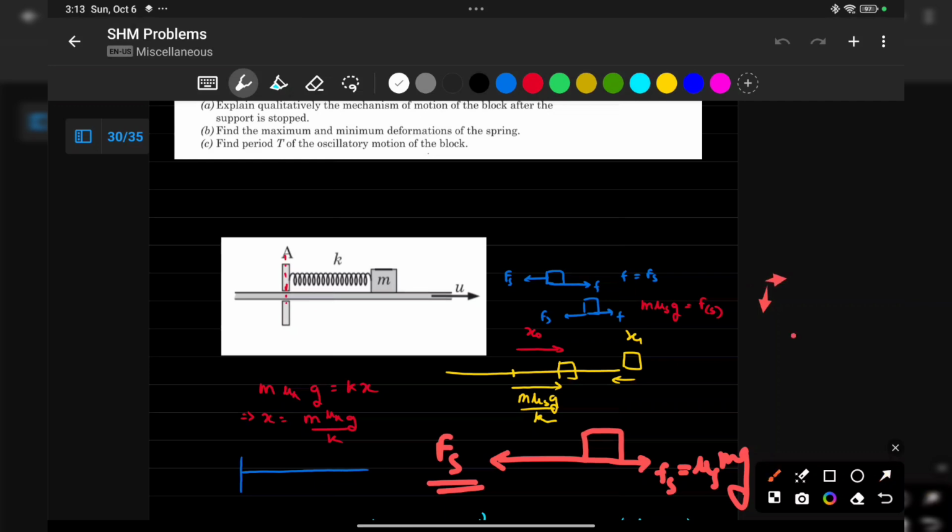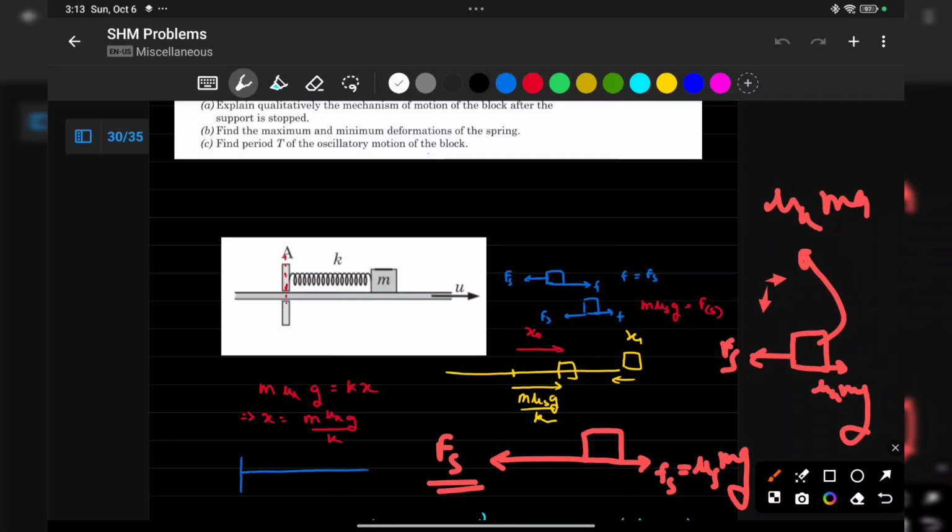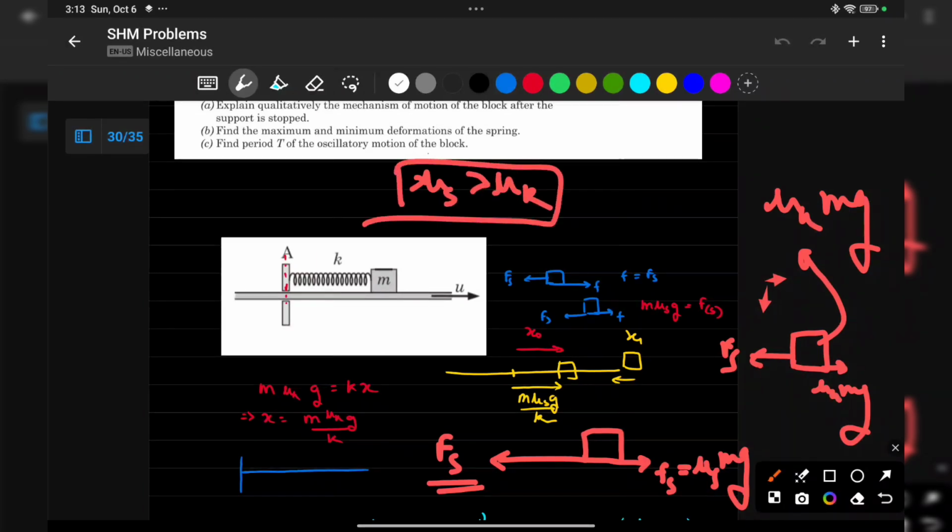Then suddenly there is the friction force and it becomes mu k mg. Actually, I cannot say it's mu k mg. Now, it's clearly the kinetic friction coefficient is less than the static friction coefficient. That's why you can see that there is a net force towards the main position or towards the support. Can you say that? Yes.